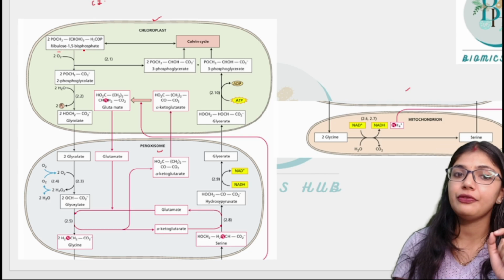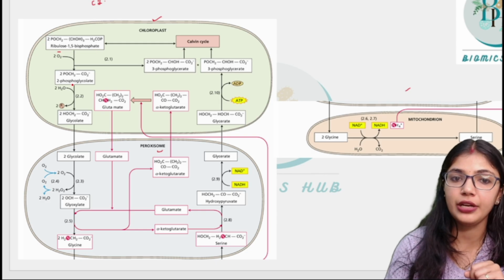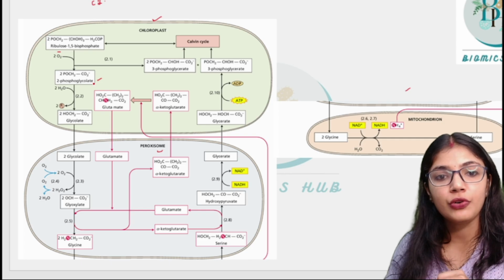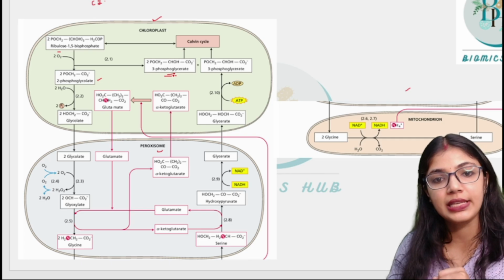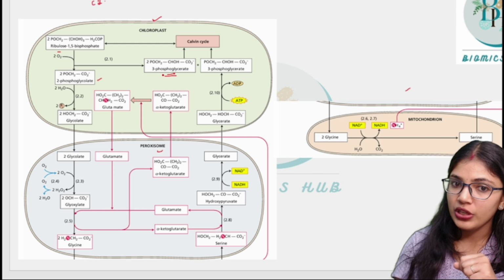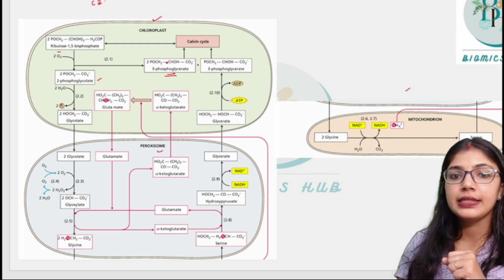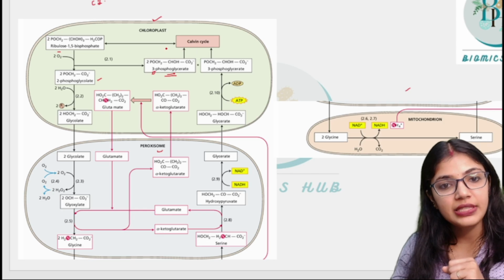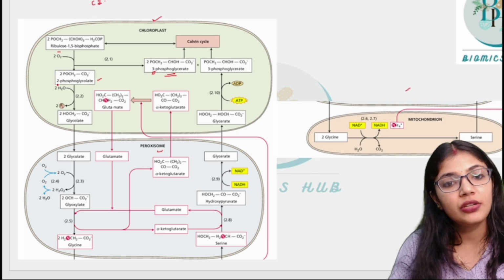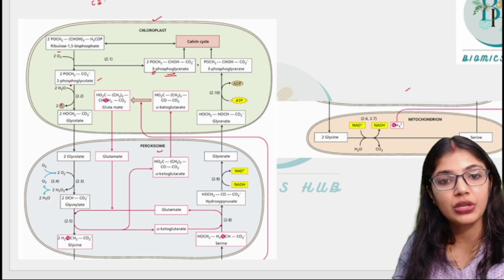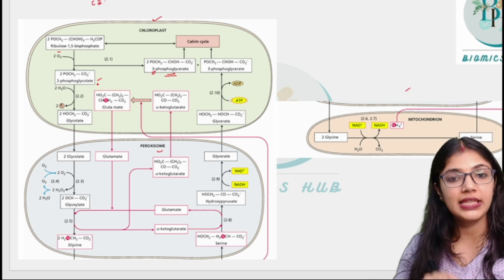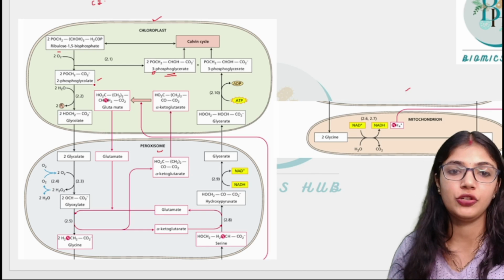This ribulose 1,5-bisphosphate is being converted into 2-phosphoglycolate and 3-phosphoglycerate. This 3-phosphoglycerate which is formed is a 3-carbon compound and it is being utilized in the Calvin cycle. The next is a 2-carbon compound, which is known as 2-phosphoglycolate. This is involved during the process of the C2 cycle or photorespiration.